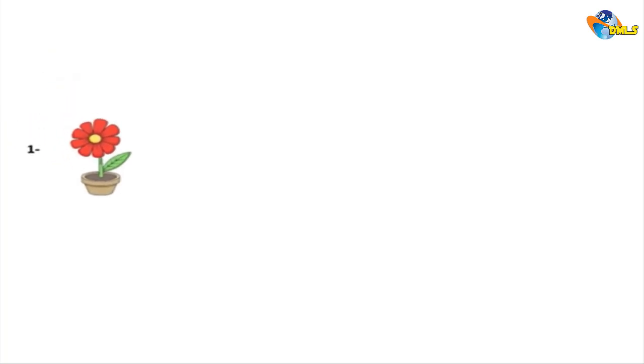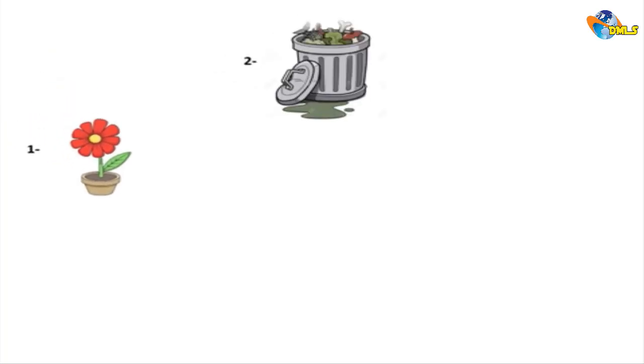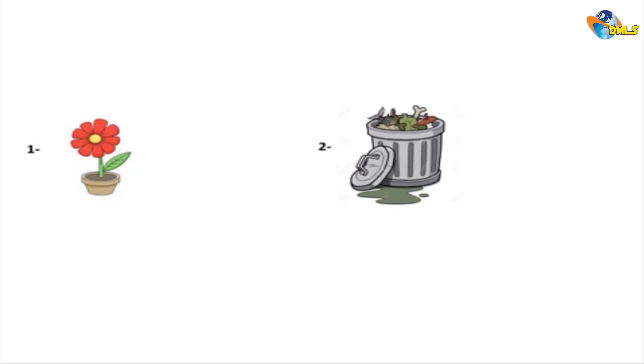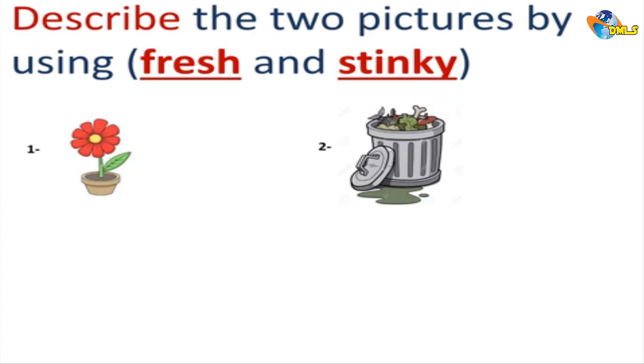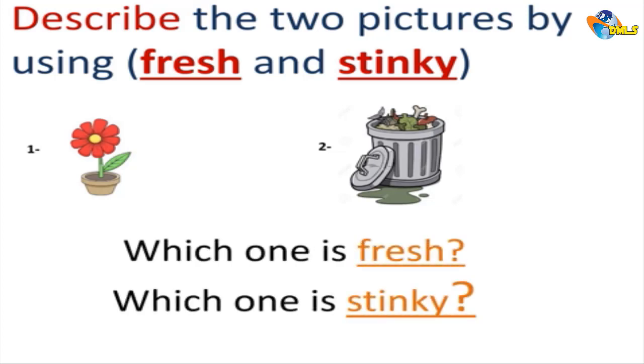I have here in picture number 1 a flower, and in picture number 2 garbage or rubbish. I want you to describe the two pictures by using fresh and stinky. Fresh means it has a good smell, okay? And stinky, it has a bad smell. Try to describe them. Tell me which one is fresh and which one is stinky.